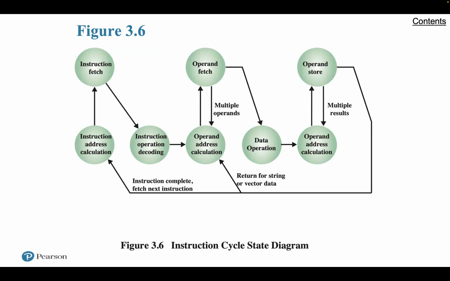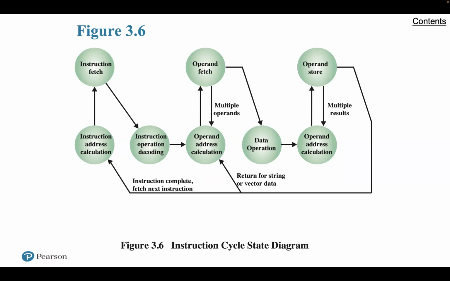With these additional considerations in mind, this figure provides a more detailed look at the basic instruction cycle of figure 3.3. The figure is in the form of a state diagram. For any given instruction cycle, some states may be null and others may be visited more than once. The states can be described as follows.